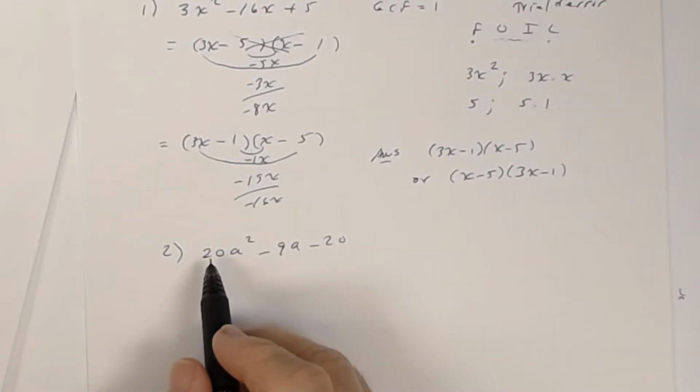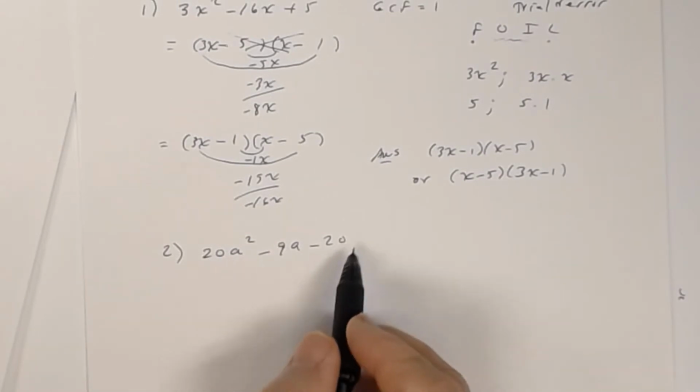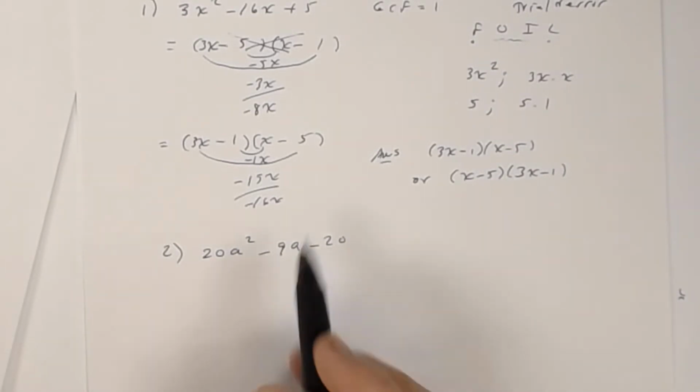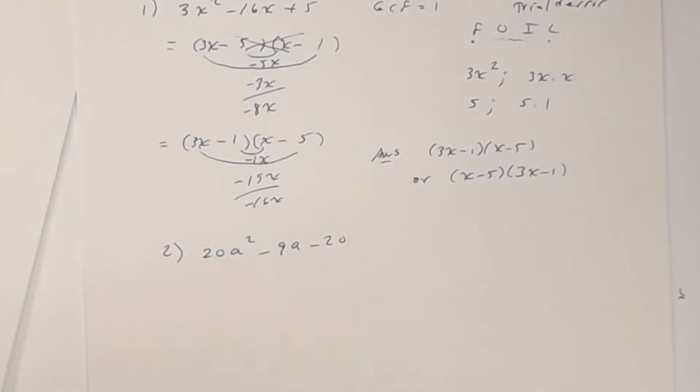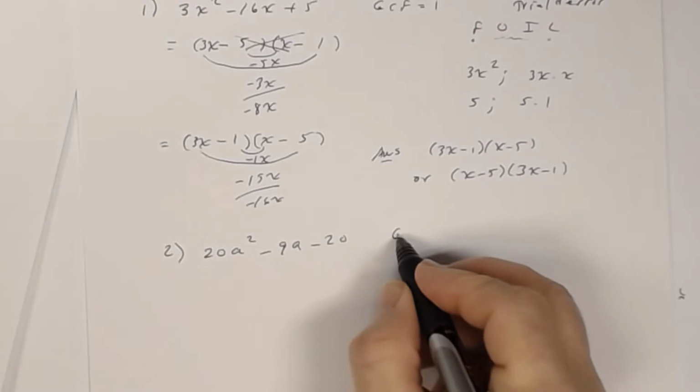And secondly, if you look at this coefficient of a squared, which is 20, and the constant, which is negative 20, these numbers are not prime. So there are several possibilities for a product of 20. So it's going to be a little bit more challenging, but hopefully within the first few tries, we will get it.